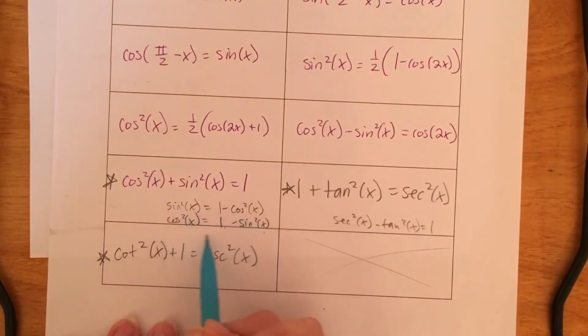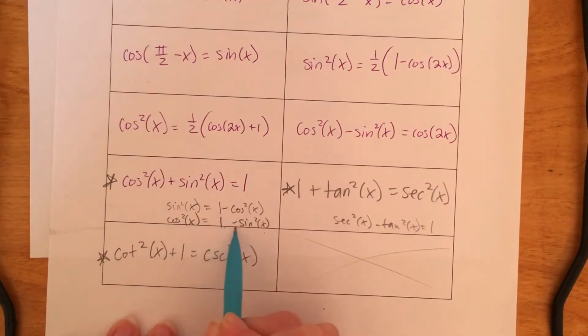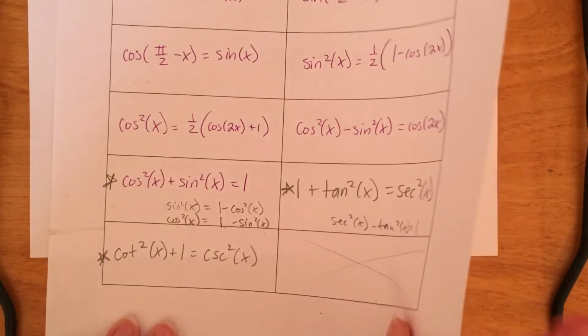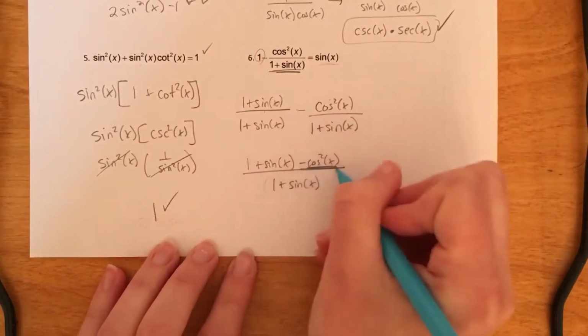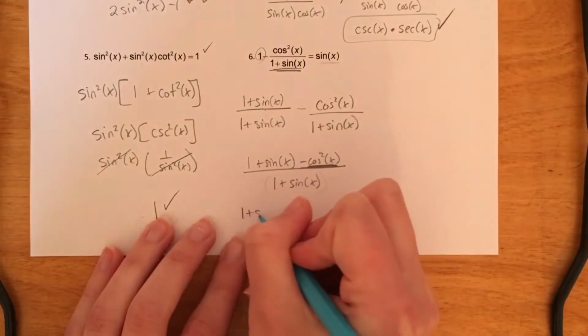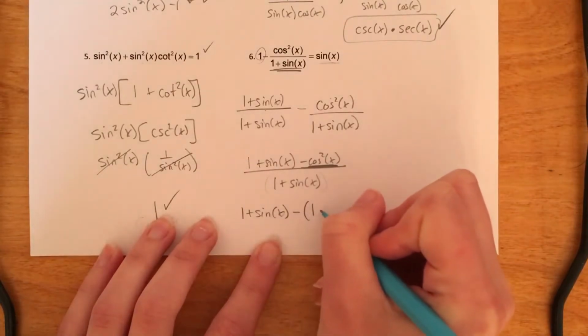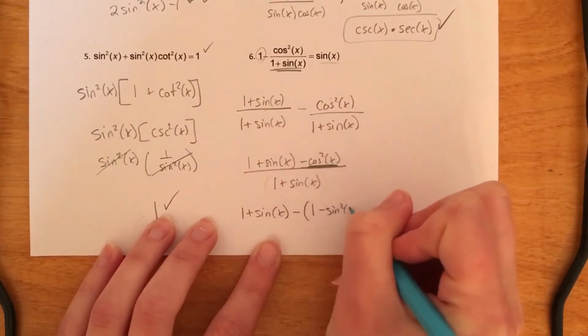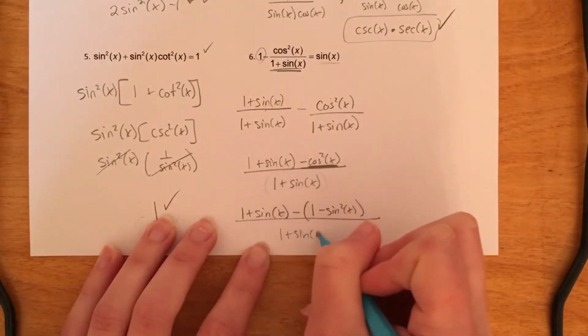I'm going to use this part right here. It came from the original, we just moved it around: cosine squared is 1 minus sine squared. You might want to write these two down if you haven't done that already. So 1 minus sine squared is what this part turns into. Now we have 1 plus sine of x minus the quantity 1 minus sine squared of x, all divided by 1 plus sine of x.